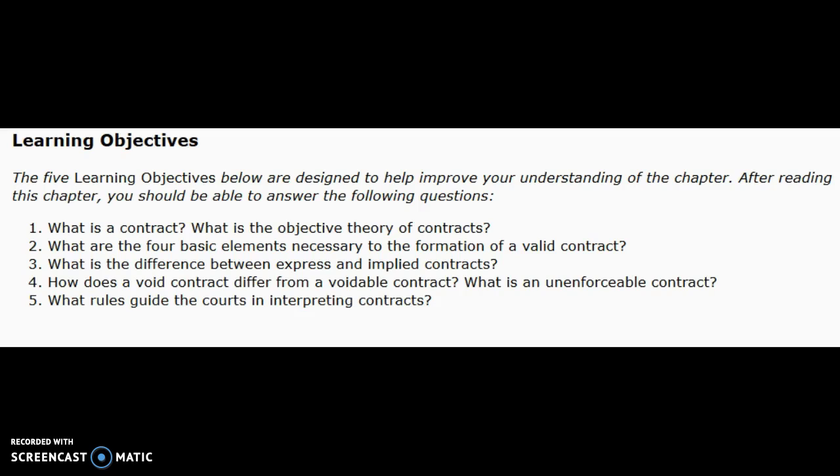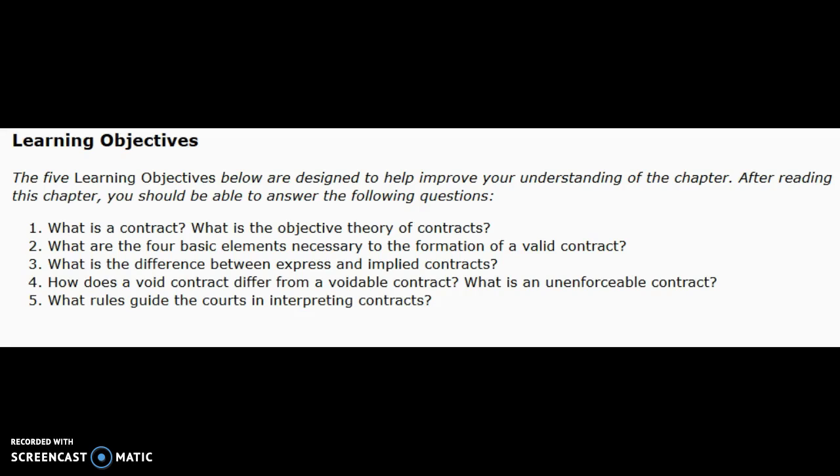Okay, so the second learning objective talks about the 4 basic elements that are necessary for that contract to be valid. And the first one is an agreement. So all that means is that there must be an offer, will you mow my lawn, and an acceptance of that legal agreement, and that would be the party says, yes, of course I will, and then of course you negotiate how much or whatever.